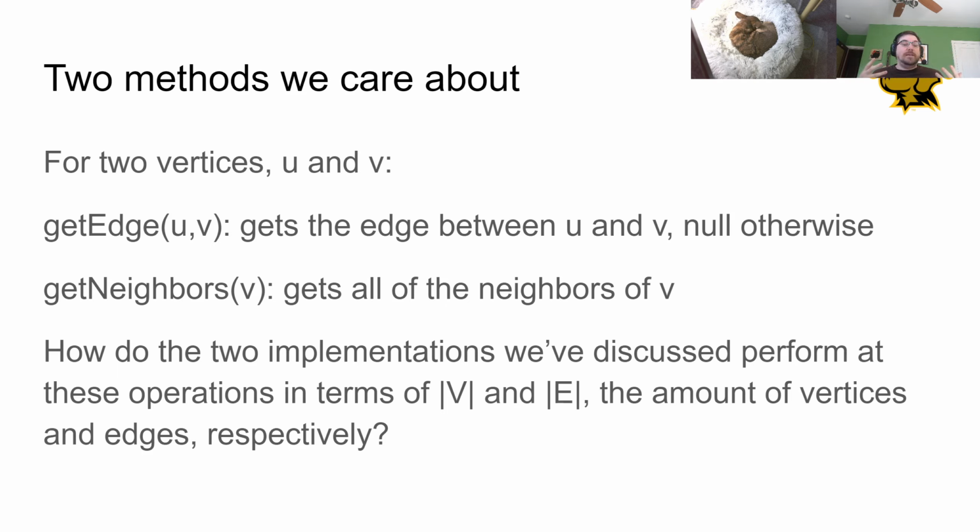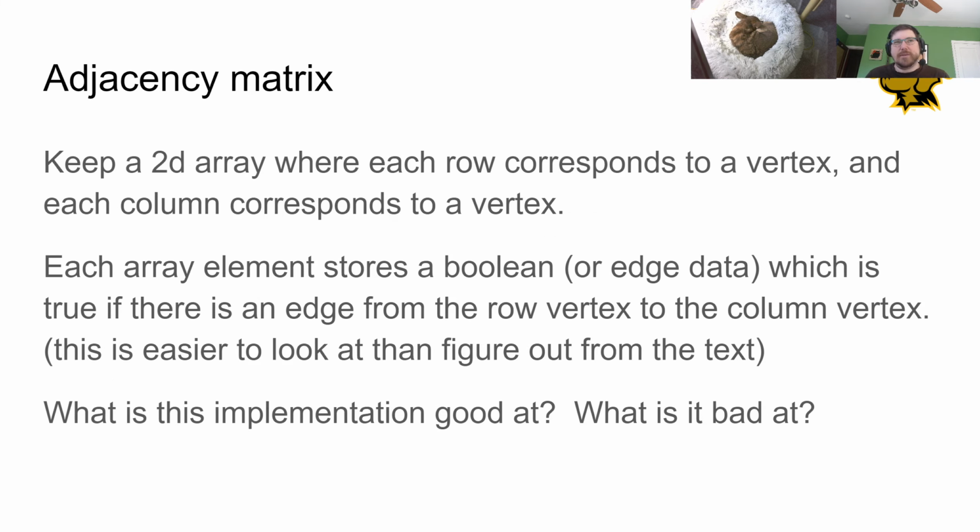And that's going to be interesting for our analysis, because it'll allow us to prefer data structures when we have more vertices and fewer edges, or when we have more edges and fewer vertices. So let's talk about the first one. It's just a matrix. It's just an array of arrays.